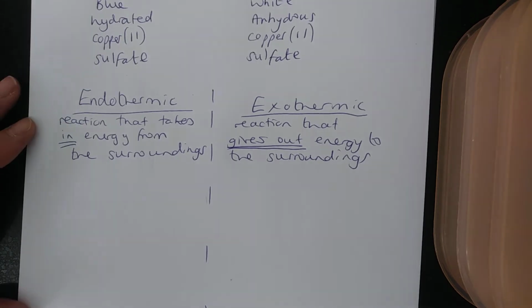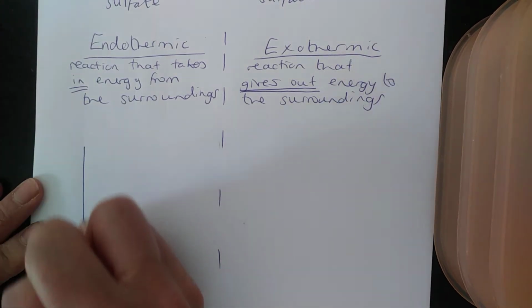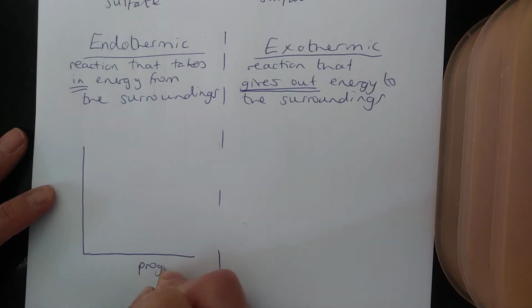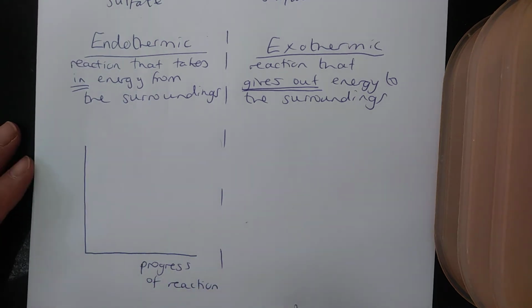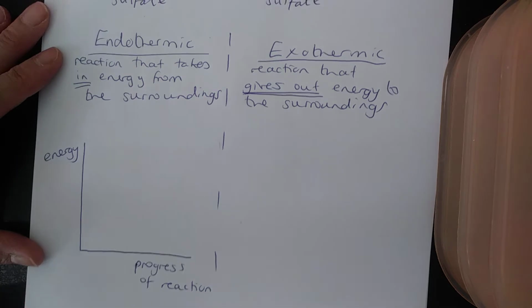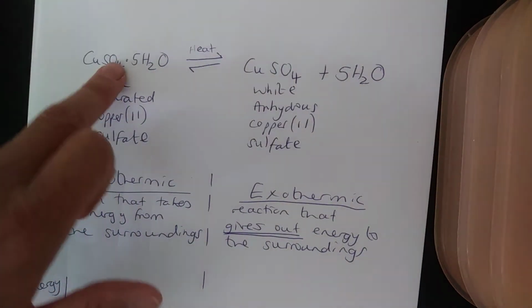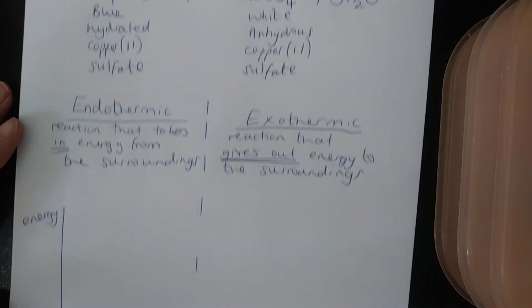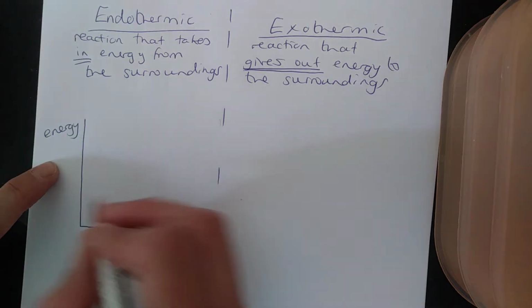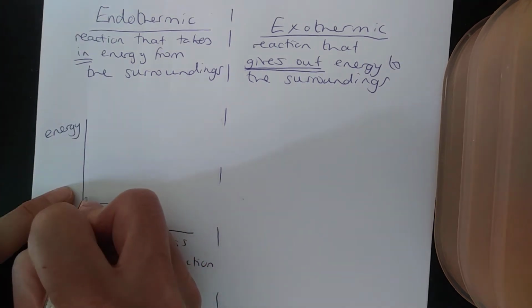So in terms of an energy profile diagram, if we look at an energy profile diagram for an endothermic reaction, we can label the axes. The x-axis is the progress of the reaction and the y-axis is for energy. And in an endothermic reaction, we take our reactants, which is our hydrated copper(II) sulfate, and we put that down here on our energy profile diagram.